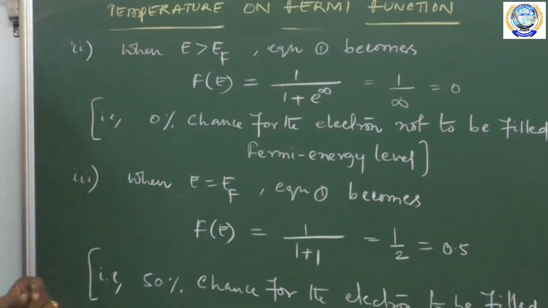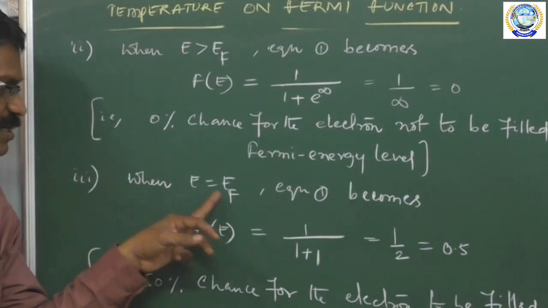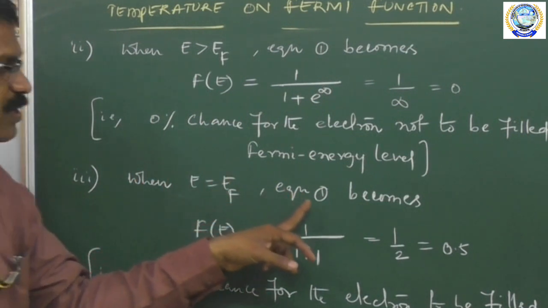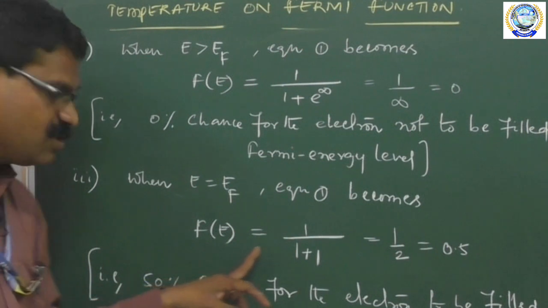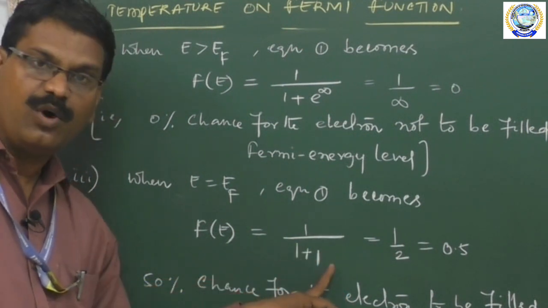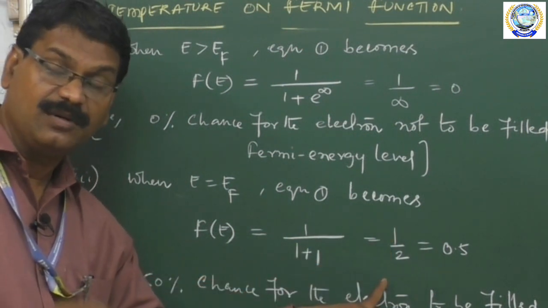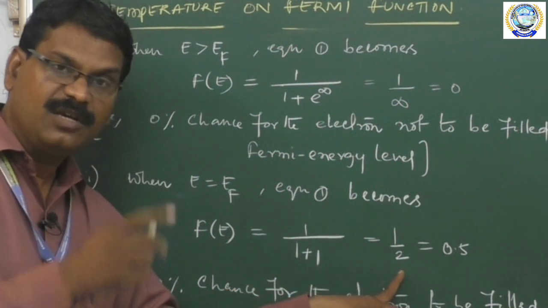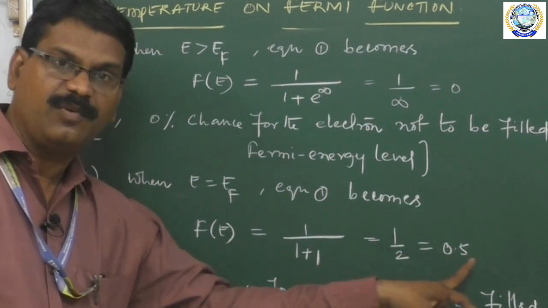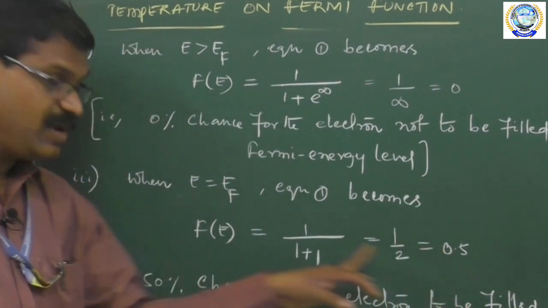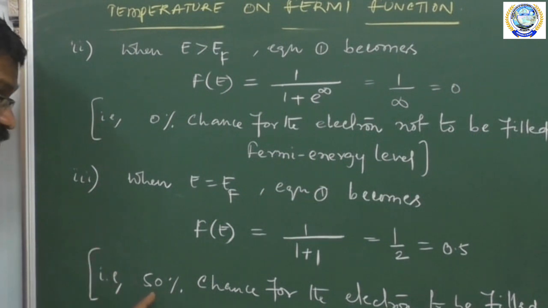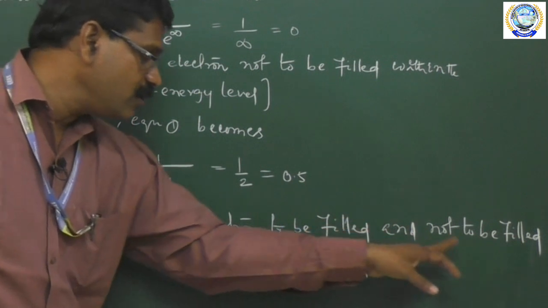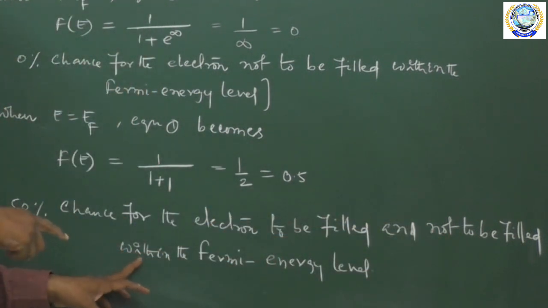If you see the third case, that is the Fermi energy level is equivalent to the energy level. So when energy level is equal to Fermi energy level, my equation 1 gives f of E is equal to 1 whole by 1 plus 1, that is equal to 1 by 2. The total term of the denominator portion is equivalent to 2. If you divide 1 by 2, you get 0.5. What is the physical significance behind this third case? There are 50% chances for the electrons to be filled and 50% chances not to be filled within the Fermi energy levels, strictly speaking.